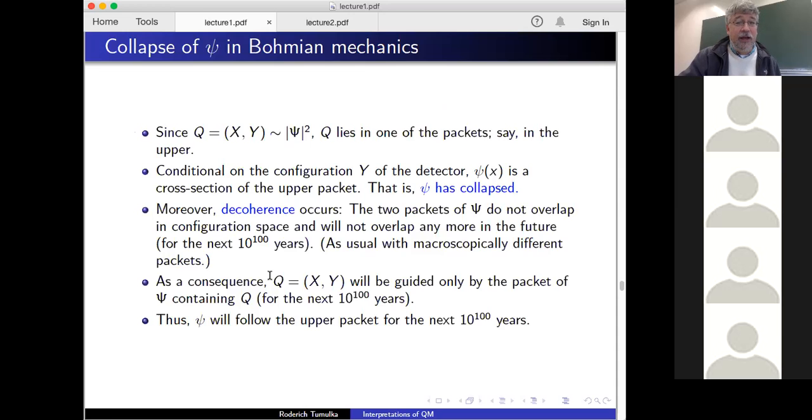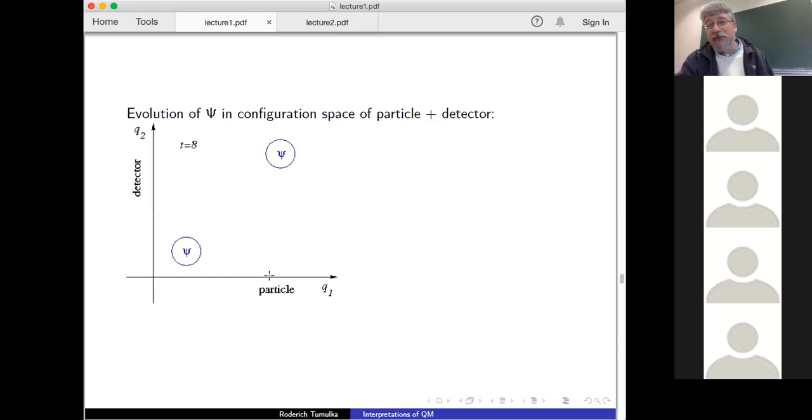Okay, now so far I've drawn what happens to the wave function. Now what happens to the Bohmian trajectories? Now there's a Bohmian configuration for the particle, and there's a Bohmian configuration for the detector. The detector itself consists of electrons and quarks. And like all other electrons and quarks, according to Bohmian mechanics, it has particles. So the particles move around.